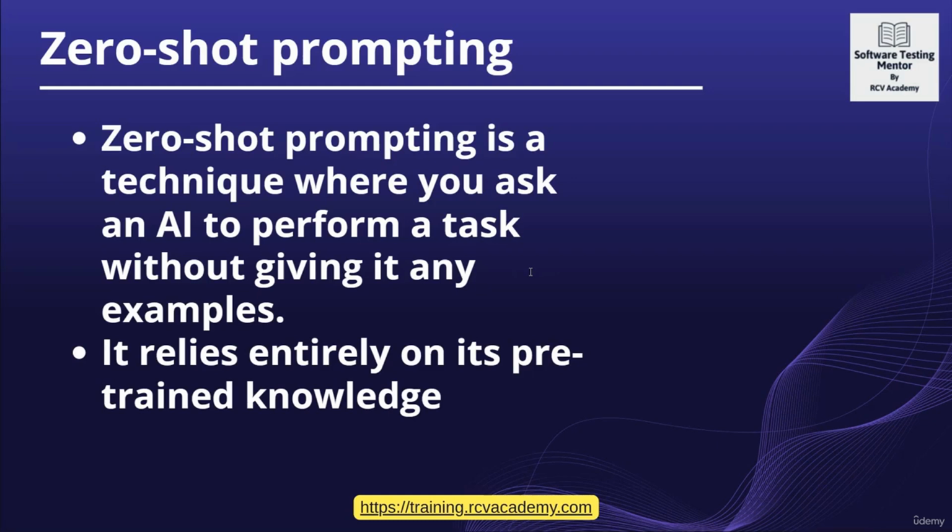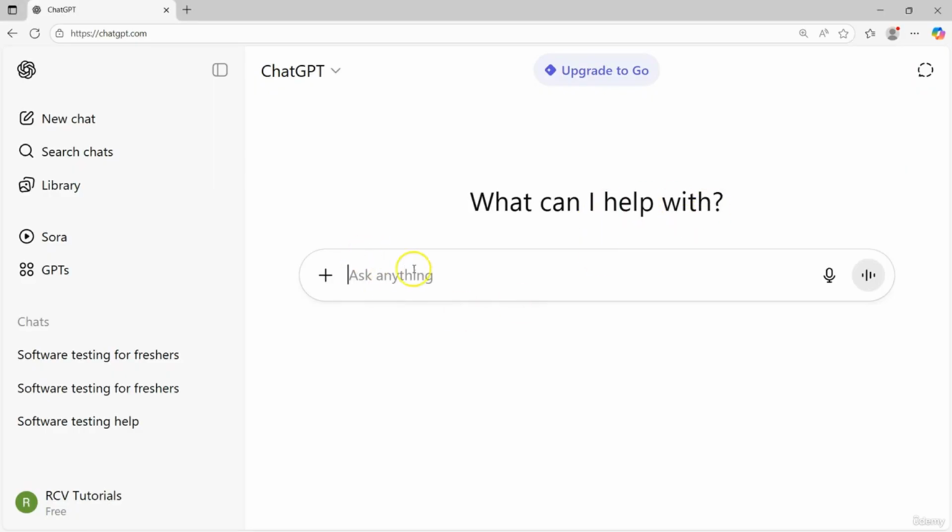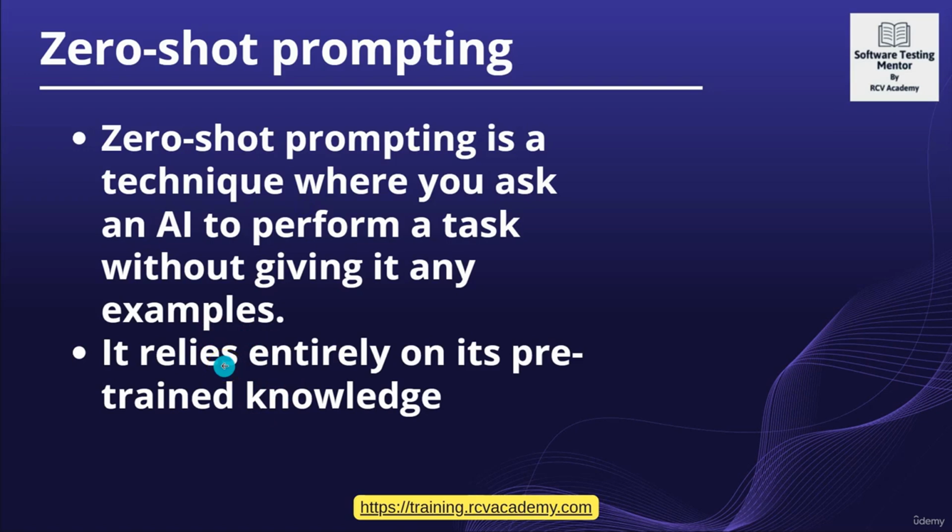For example, if I go to ChatGPT here, this is the chat window. Here, if I ask something, you will see some of the models. There is another model, ChatGPT Go, for which you have to upgrade. This is the free version, so I'm just using the ChatGPT free version, and there is a model behind it. Now, when you ask a question or prompt without providing any example, that is zero-shot prompting.